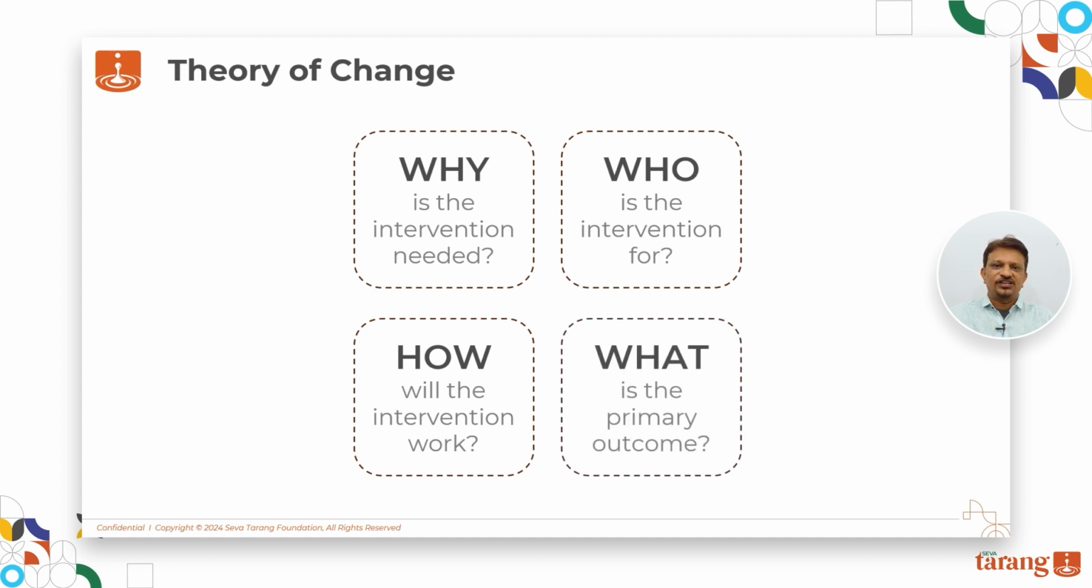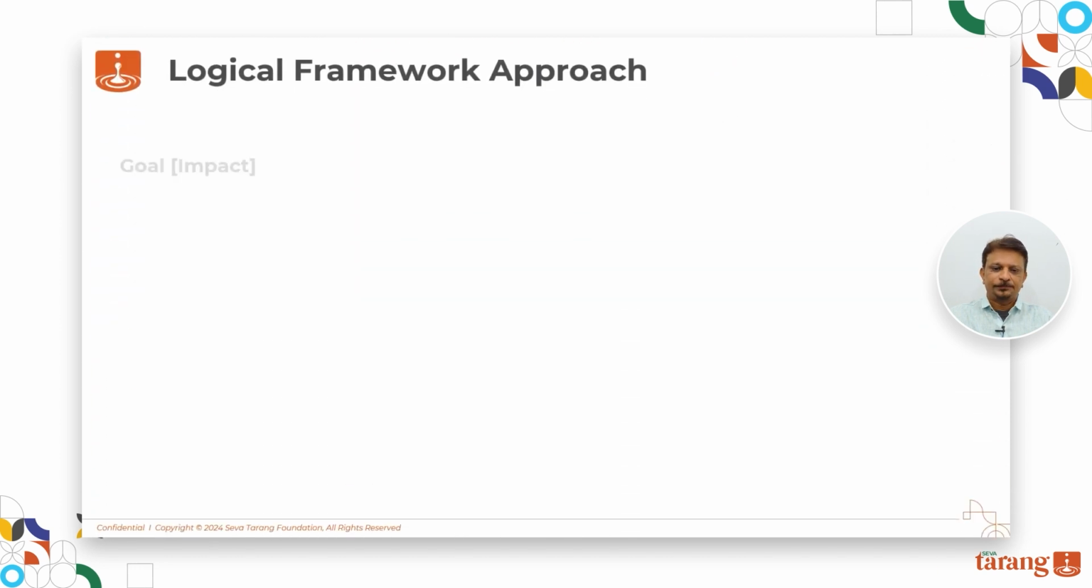And last but not the least question is, what is the primary outcome of your intervention, which is the measurable outcome, which you should be able to show the sponsors or stakeholders.